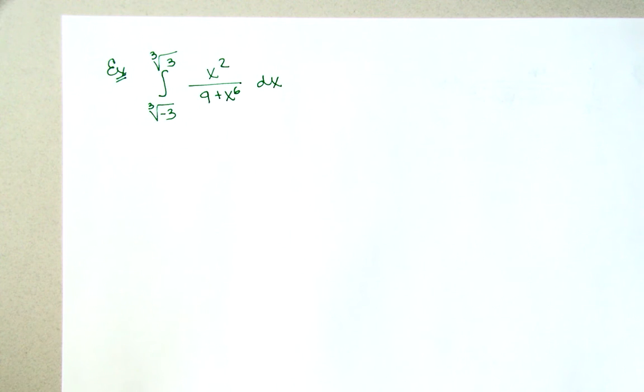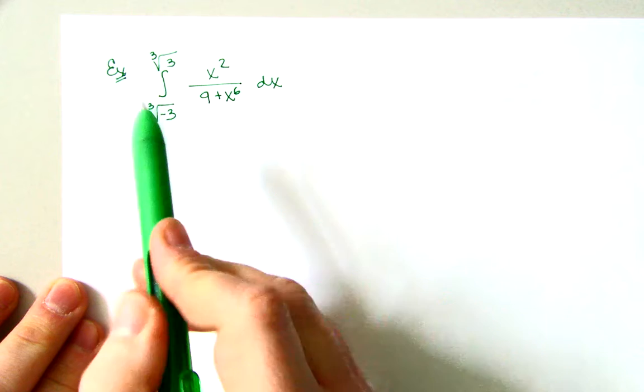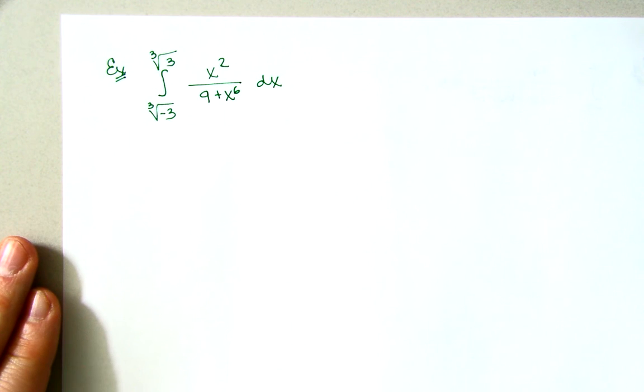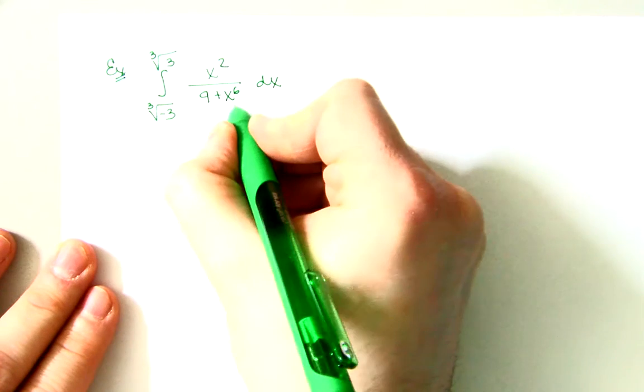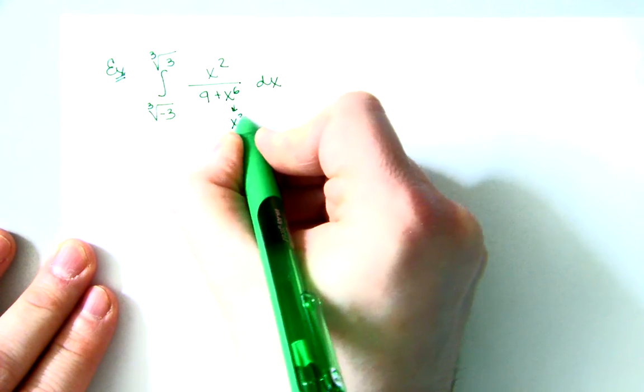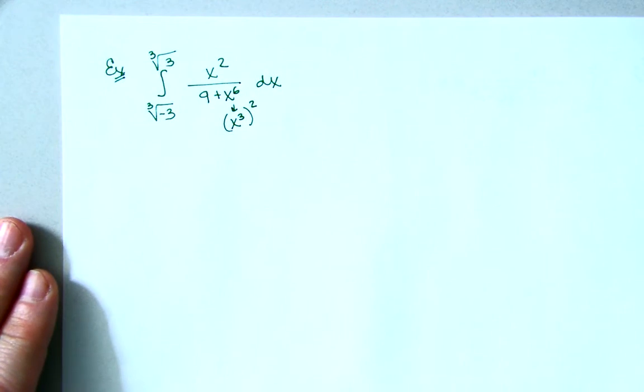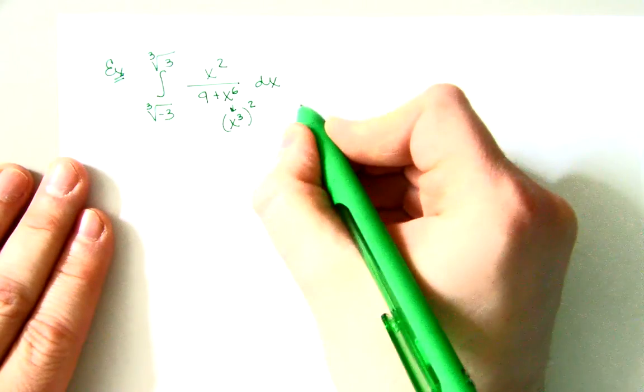So we're going to look at two examples of definite integrals that we didn't have time to get to in class today. The first one is the integral from the cube root of negative 3 to the cube root of 3 of x squared over 9 plus x to the 6th dx. X to the 6th is just x to the 3rd squared, and this is basically in the correct form for arctangent. I need to do a u substitution.